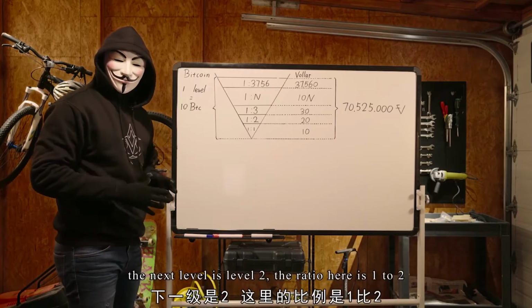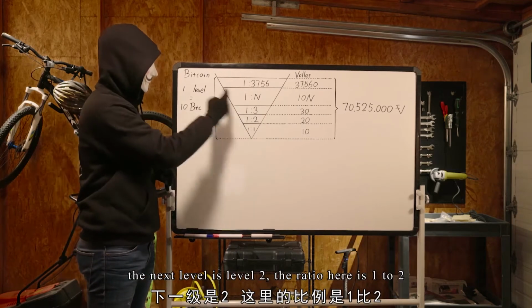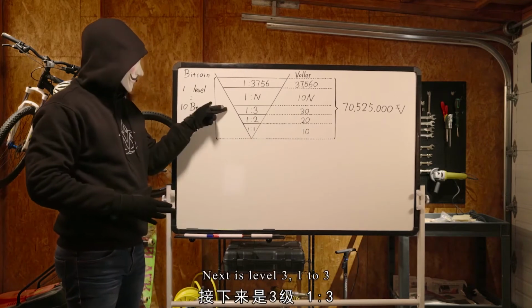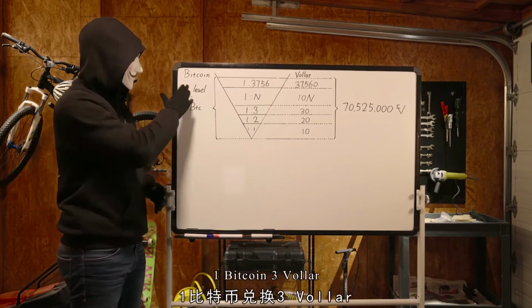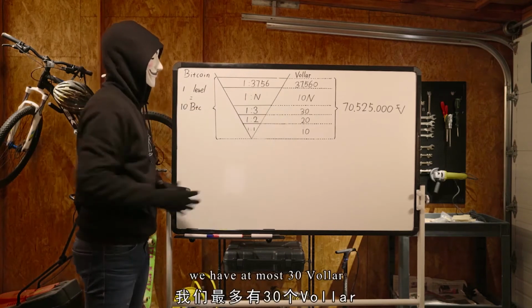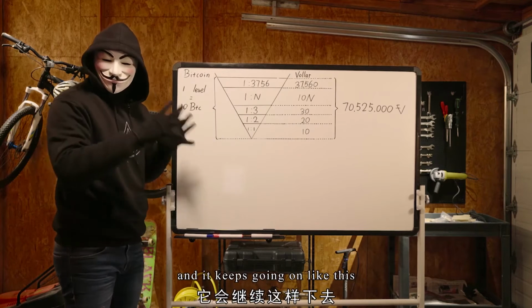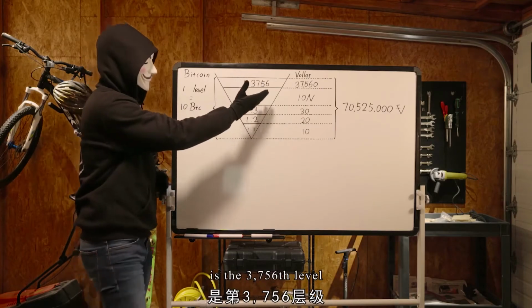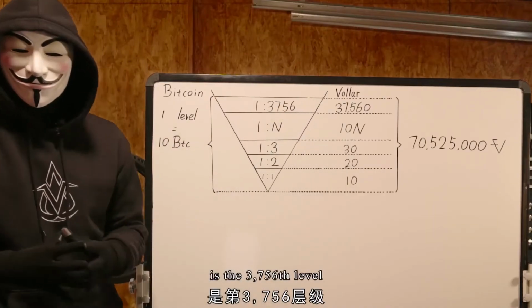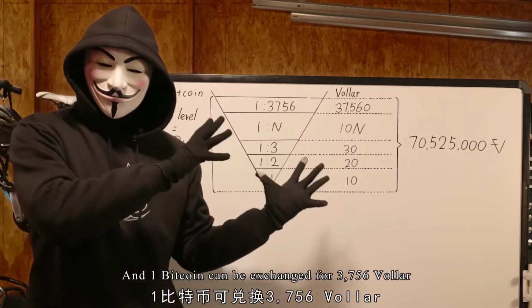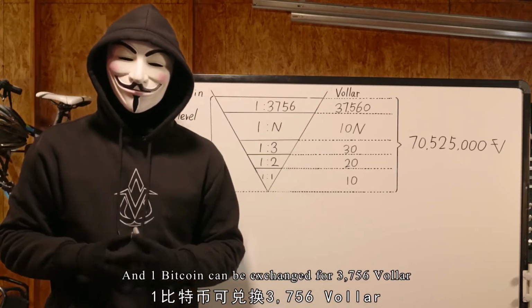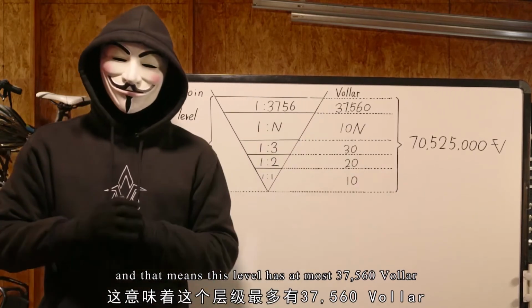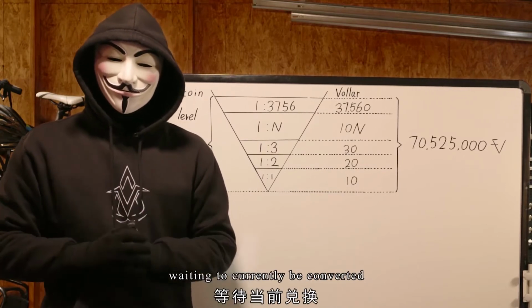Next is level 2. The ratio here is 1 to 2, 1 Bitcoin, 2 Voller. This level has at most 20 Voller. Next is level 3, 1 to 3, 1 Bitcoin, 3 Voller. We have at most 30 Voller. And it just keeps on going like this. So let's assume that what we're looking at is the 3,756th level. And 1 Bitcoin can be exchanged for 3,756 Voller. And that means this level has at most 37,560 Voller waiting to currently be converted.